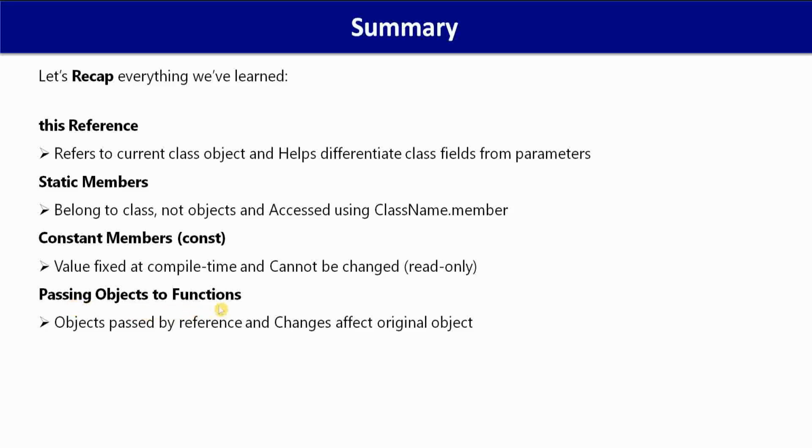Passing objects to functions: objects are passed by reference and changes affect the original objects. So we already saw how we can pass objects as parameters and how we can get that model inside that particular method or function. So it is easy if we want to modify any model inside other methods. In this way we can pass the model, that object, directly and get it into the method. So these are all the topics we covered with all examples.